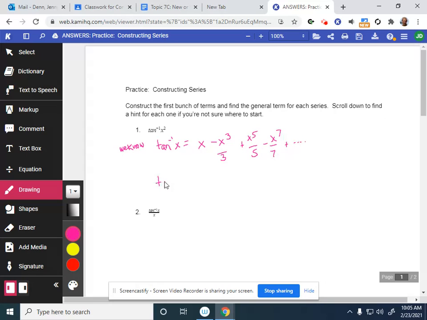So therefore, if we want to find the series for the inverse tan of x squared, I'm going to substitute. I'm going to plug in x squared every time I see an x. So this is going to become x squared minus, this is x squared to the third, so that's going to become x to the sixth over 3. Plus this is going to be x squared to the fifth, so this is going to become x to the 10th over 5. X squared to the seventh, so x to the 14th over 7, and so on. There's my series, now my general term.